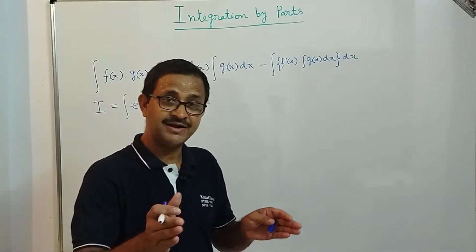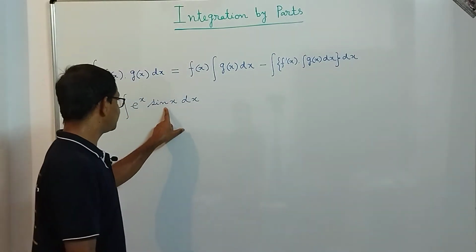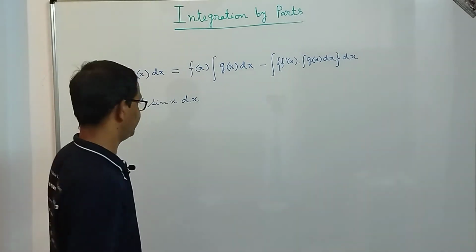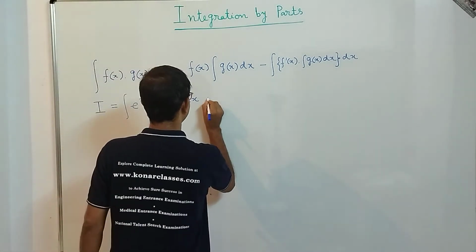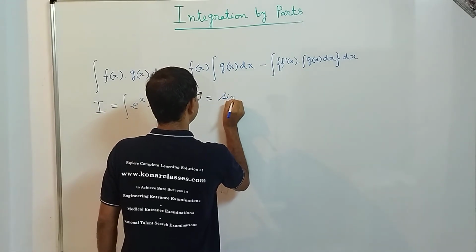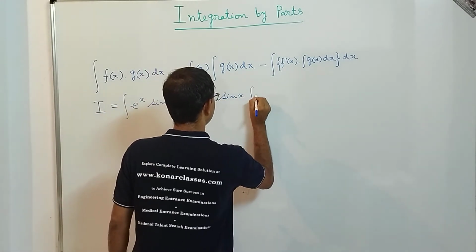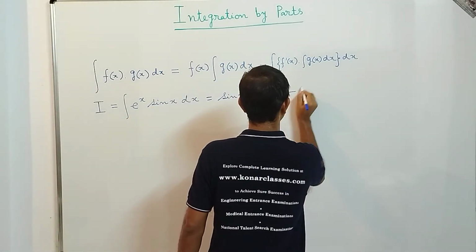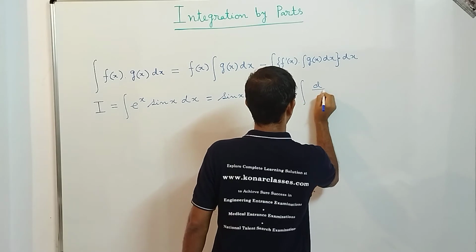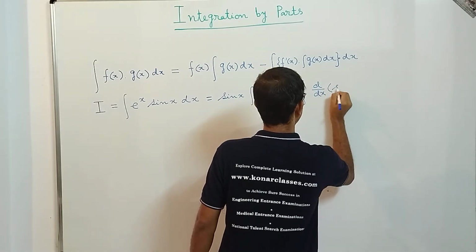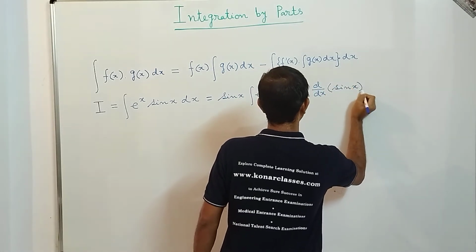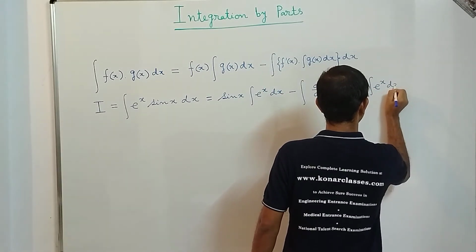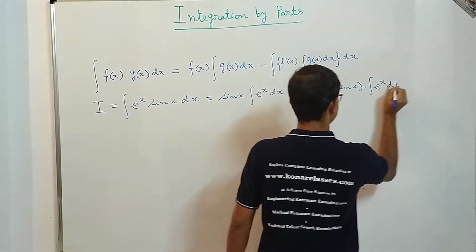According to the Euler rule, a trigonometric function comes left to the exponential function. So sin x should be considered as the first function. So what should we write here, dear students? Sin x should be considered as the first function: sin x into the integration of e power x dx, minus the integration of d by dx of sin x into the integration of e power x dx, then complete integration dx.